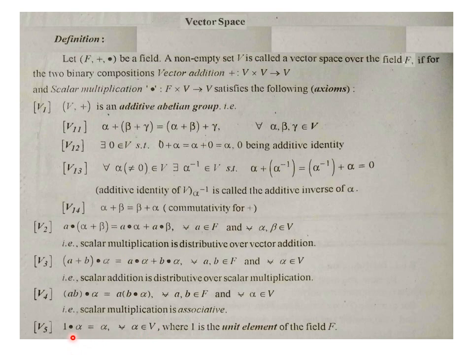If all of V1 to V5 are satisfied for any set V which is non-empty, then it is called a vector space over field F. So that was the basic definition of vector space. In the next slide we will discuss several important examples of vector space.